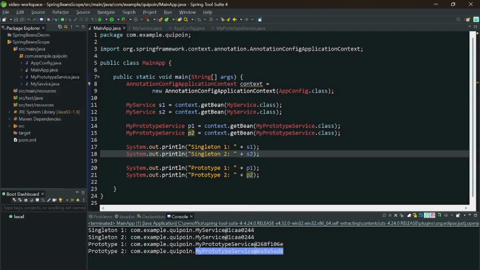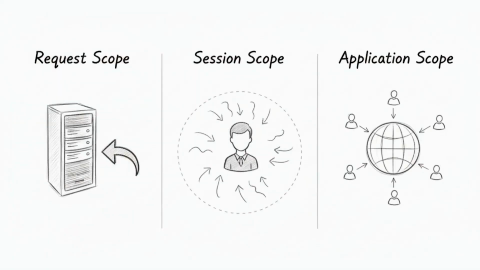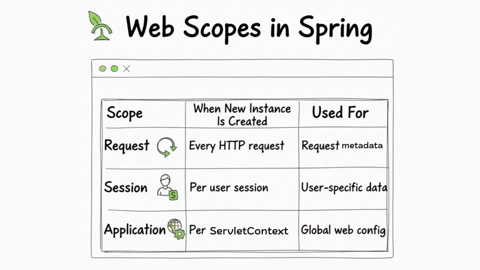Now we will see the web scopes. If you are working with Spring MVC or Spring Boot web apps, Spring also provides request, session, and application scopes. Request scope: for every HTTP request, it creates a bean. Session: per user session, it creates a bean. Application: per servlet context, it creates a bean.